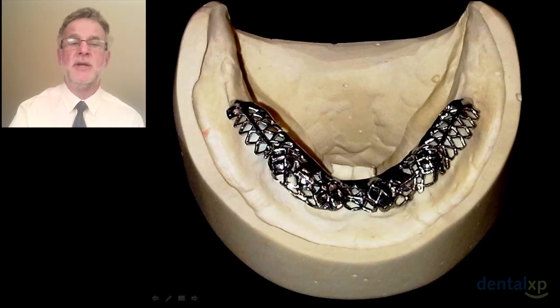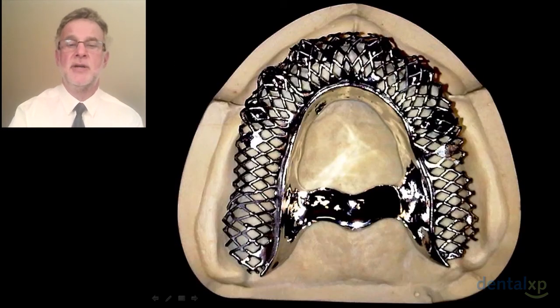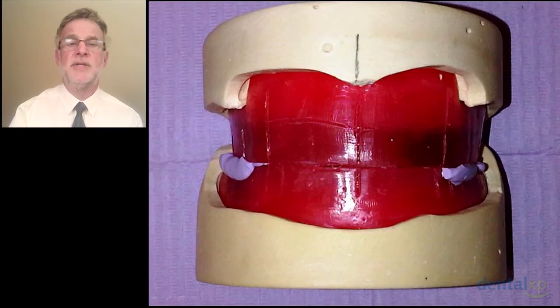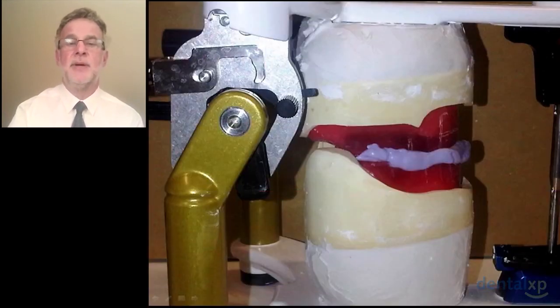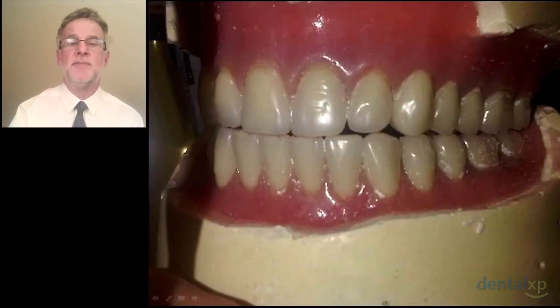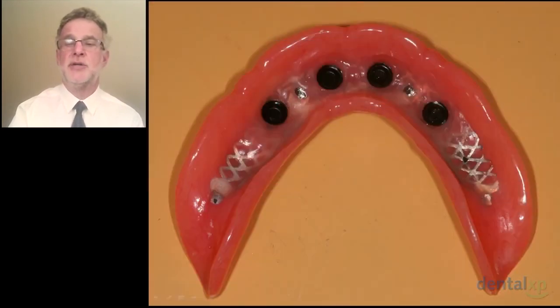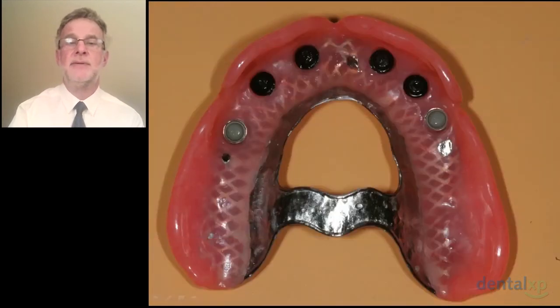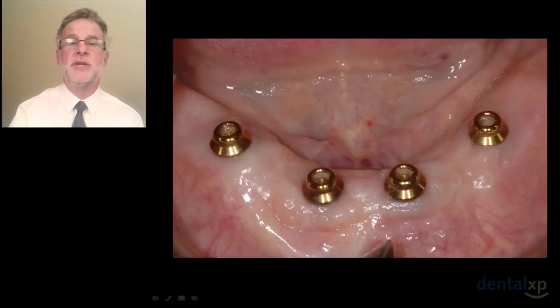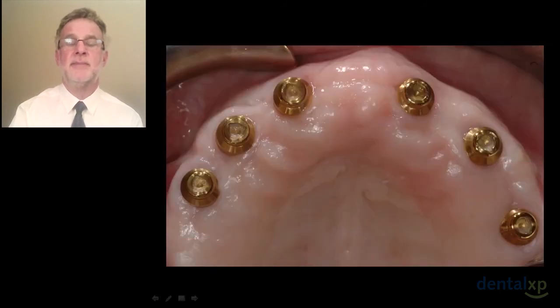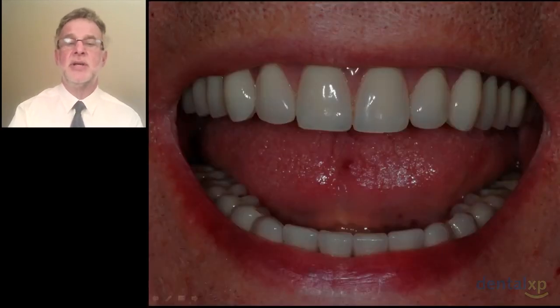You can see the reinforced mesh that I do strongly recommend for all of these cases. And your typical setup with bite blocks for the same like you would do for a denture setup, going through all the steps, and eventually the final prosthesis with the 4 in the bottom, and in this case 6 in the top. And here's how the case looks clinically after it's finished: 4 in the bottom, 6 in the top.